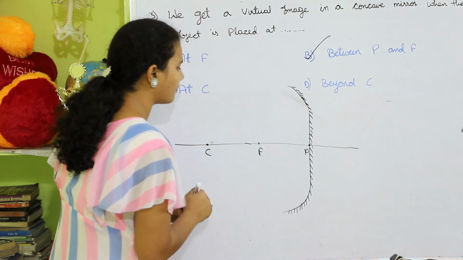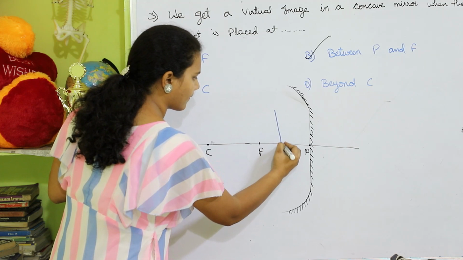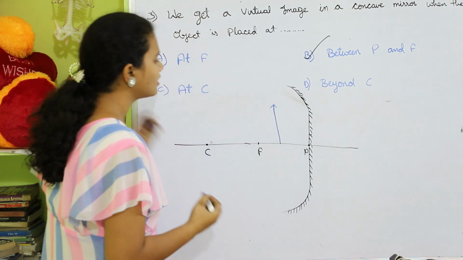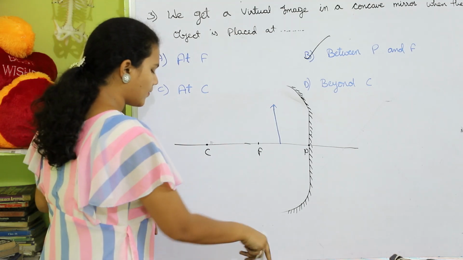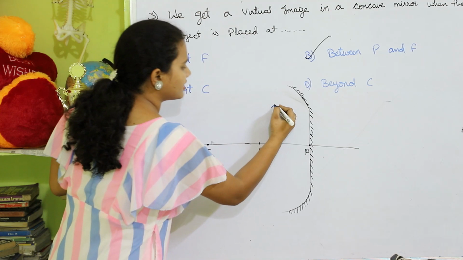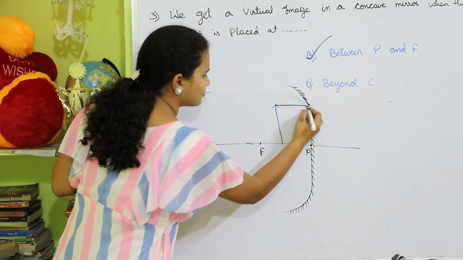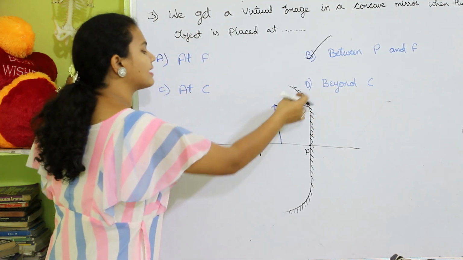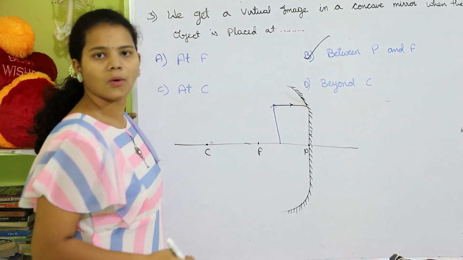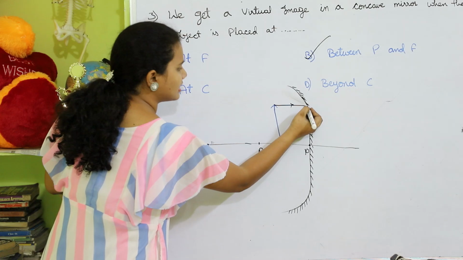If I place the object somewhere over here, okay, the object is placed over here. Then draw the rays, guys. Now, the first ray goes parallel to the principal axis, somewhat like this, and then it reflects back and passes through the focus.